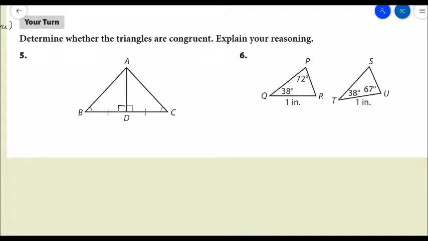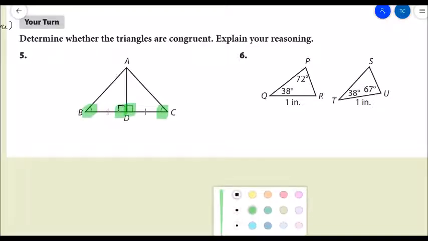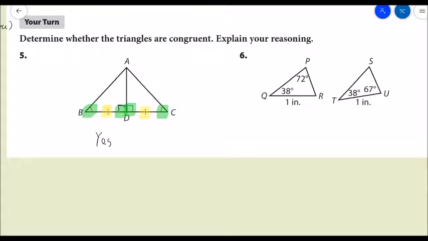So here, once again, we have the two angles, and the included sides are also congruent. So this number 5, we don't know what the numbers are, but it doesn't matter. We got the markings. Yes, they are congruent by the angle side angle theorem.